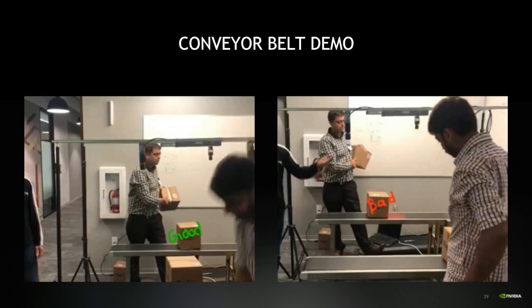The way the packages are sorted and flagged in this demo is based on the QR code on the box. The application has to first detect the box in a frame and then scan the QR code. Let's see how this reference application was designed using DeepStream SDK.